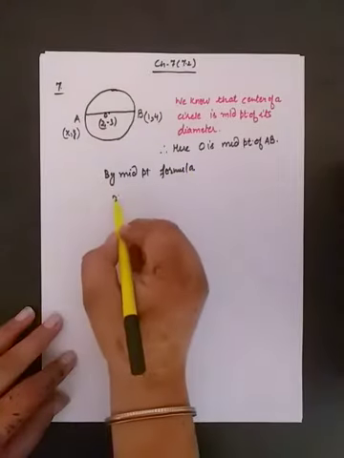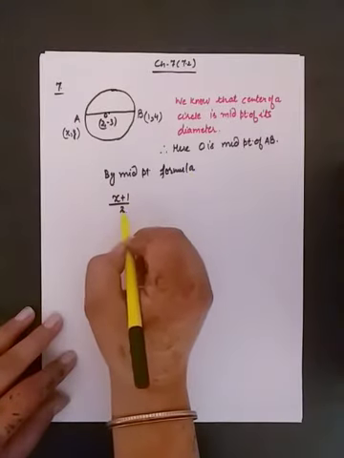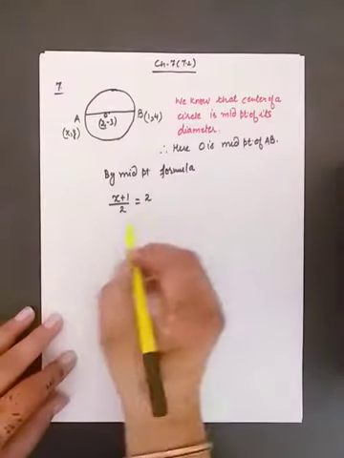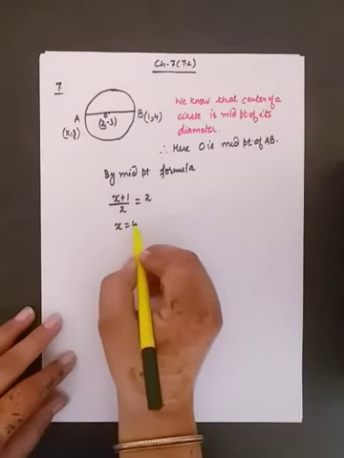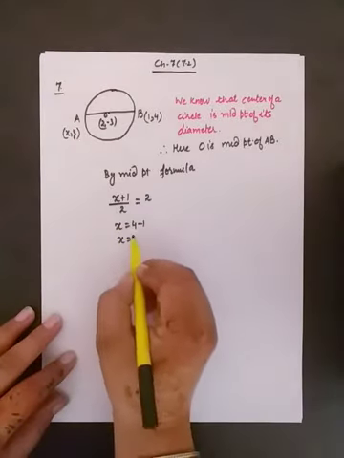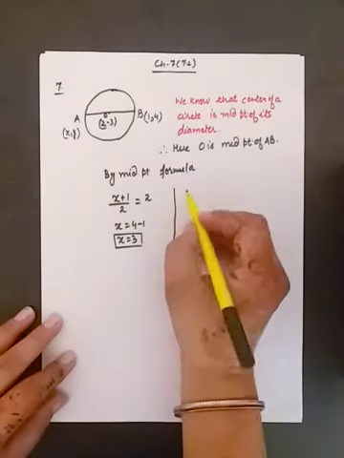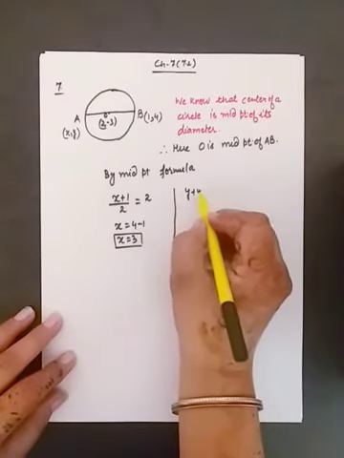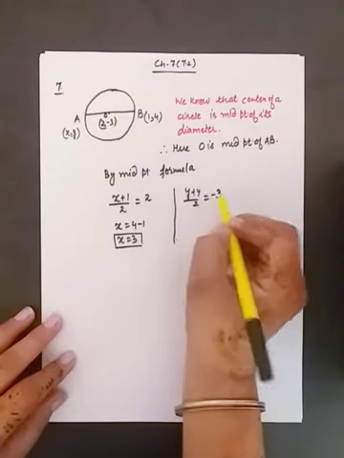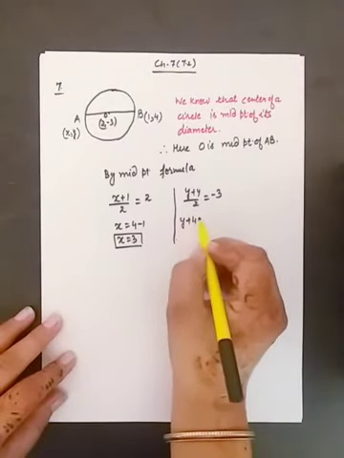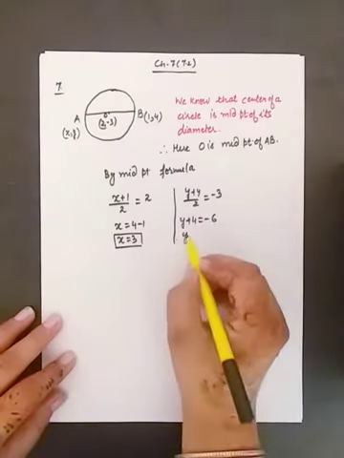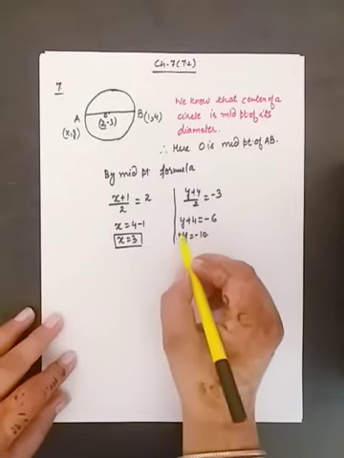we can write (x + 1)/2 is equal to 2, and this gives you x is equal to 4 minus 1, and we get x is equal to 3. Similarly, (y + 4)/2 is equal to -3, and we get y + 4 is equal to -6, and y is equal to -10.